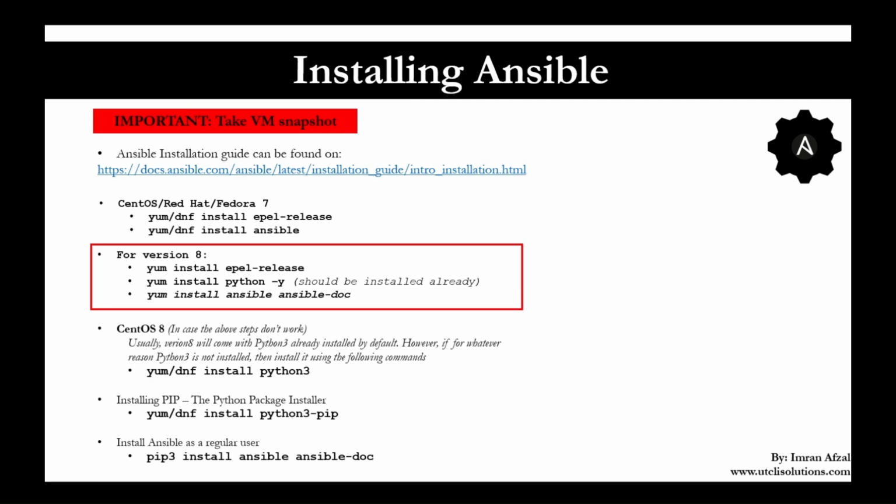So usually version 8 will come with Python 3. If it's not, then you follow these steps. yum install python3 and then use the Python package installer to install Ansible, which is pip3 install ansible-doc.